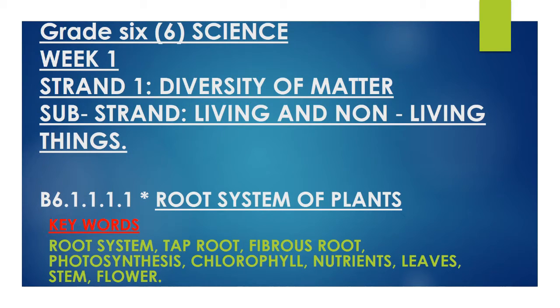Our first strand will be diversity of matter, substrand, living and non-living things. Under living and non-living things, we are going to focus on root system of plants. Some keywords are root system, tap roots, fibrous roots, photosynthesis, chlorophyll, nutrients, leaves, stem, and flower.